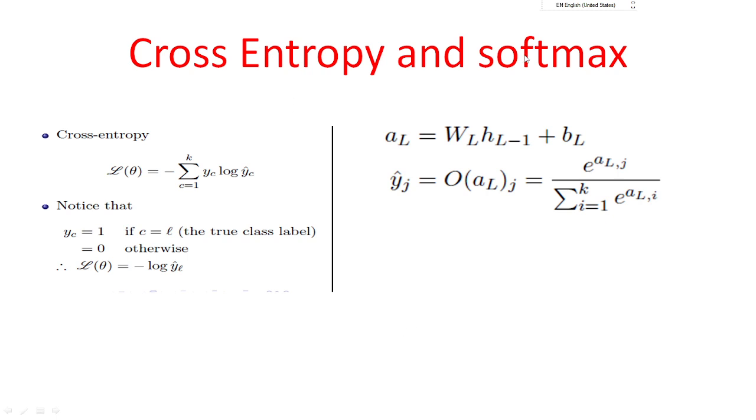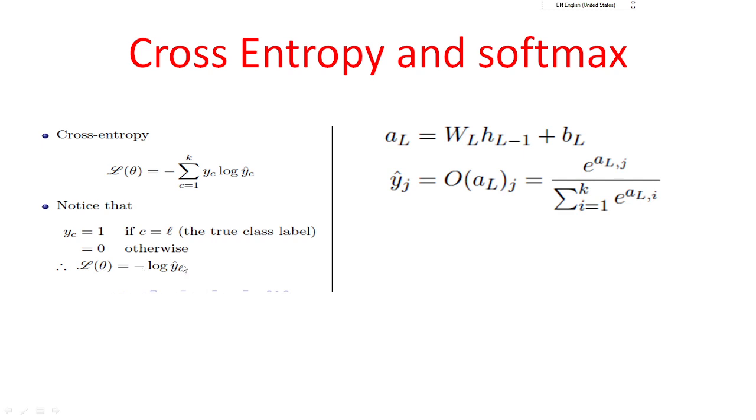Now cross entropy and softmax. Cross entropy is the loss function, and softmax is the output activation function. First we see what cross entropy is. The loss function is the summation over c equal to 1 of yc log yc cap, where yc cap is the prediction given by the model and yc is the true value. It would be 1 for only one case, c equal to the true class, and 0 otherwise.